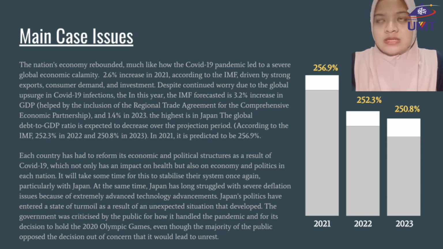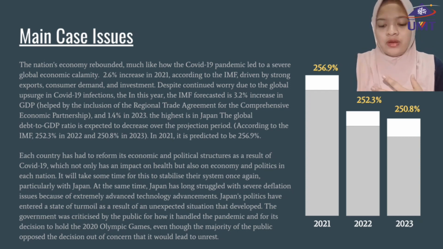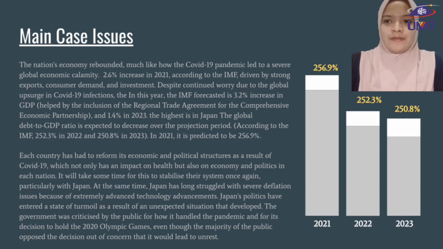The government was criticized by the public for how it handled the pandemic and for its decision to hold the 2020 Olympic Games, even though the majority of the public opposed the decision out of concern that it would lead to unrest.